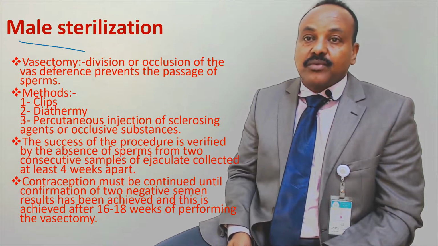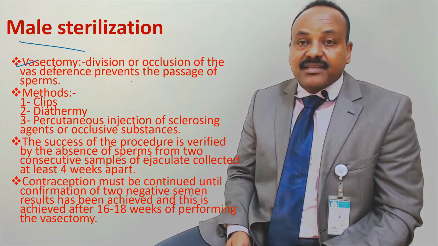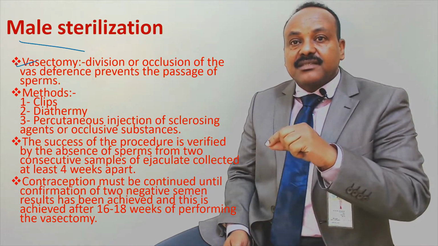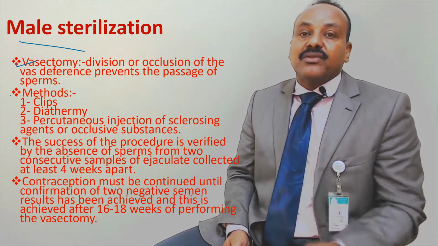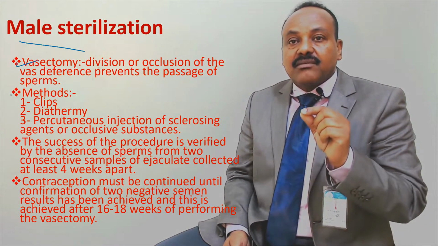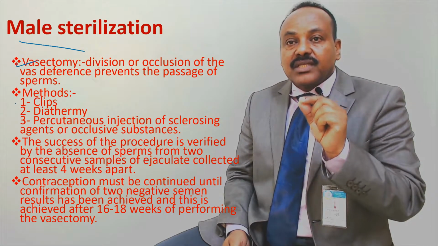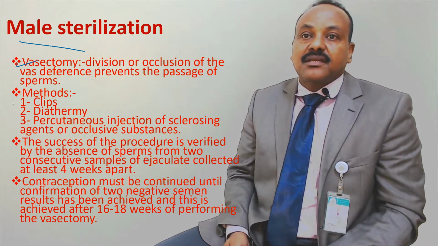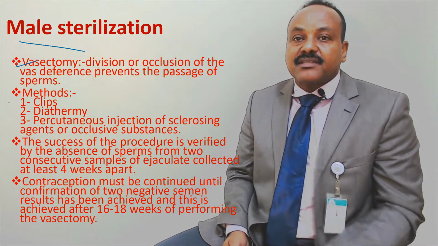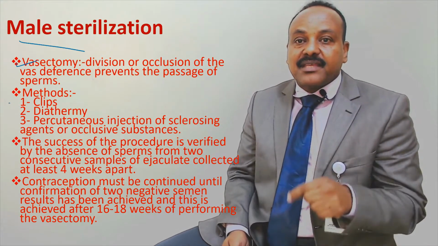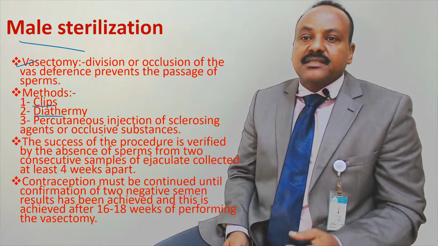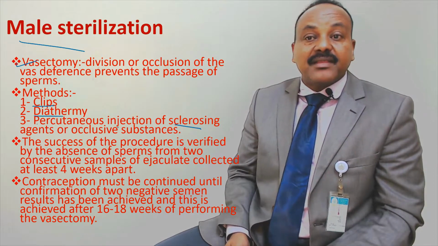Male sterilization is vasectomy. This is a very simple operation, division of the vas deferens. You know that the sperm is transmitted from the testicle through the vas deferens and epididymis, and for ejaculation through this channel. So vasectomy interrupts this passage, or this tube, by division or occlusion of the vas deferens. We use either clips, diathermy, or injection of a sclerosing agent. The success of the procedure is verified by the absence of sperm.